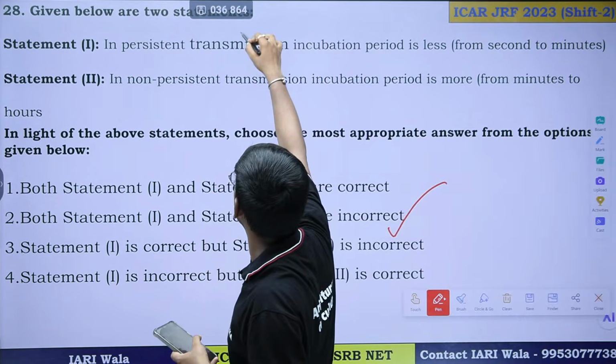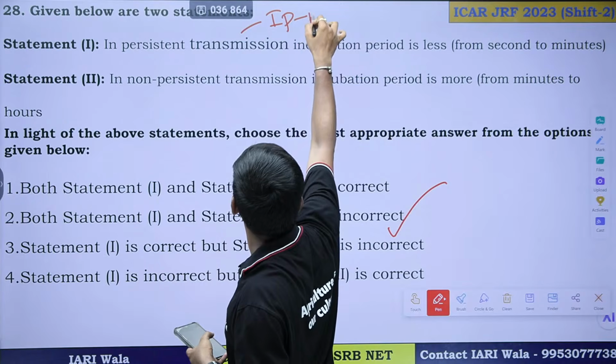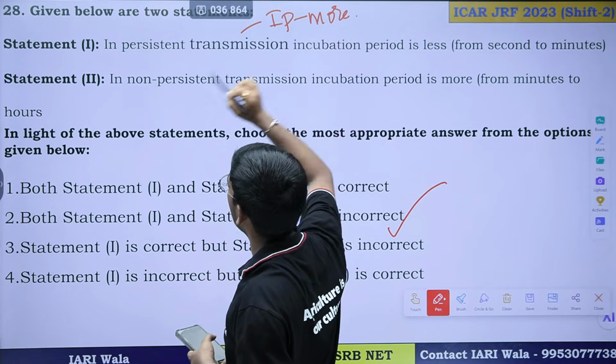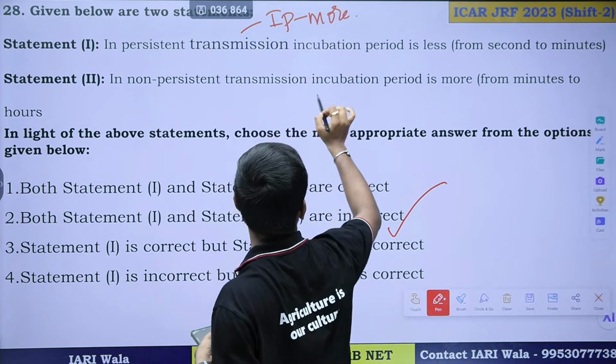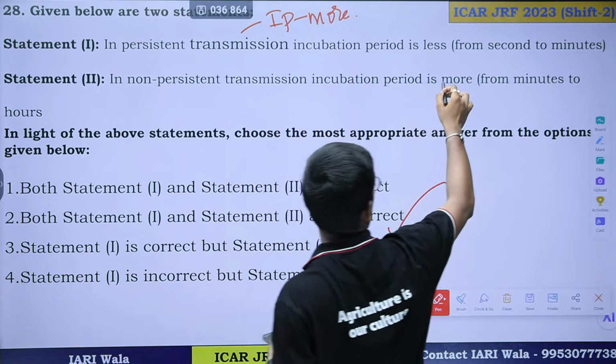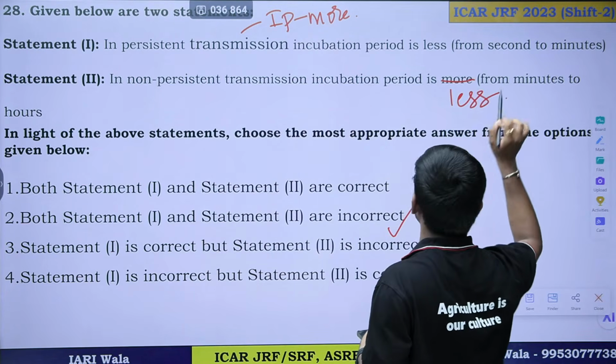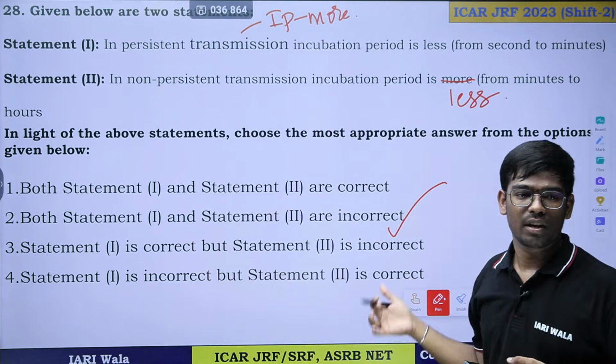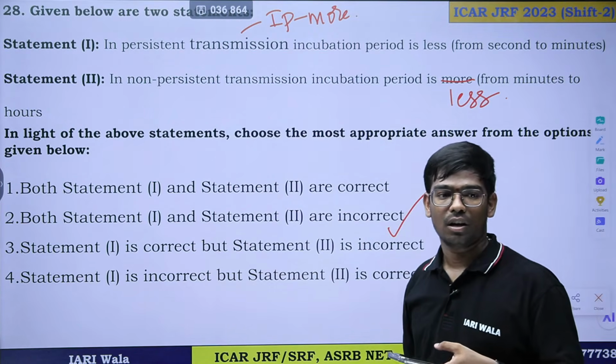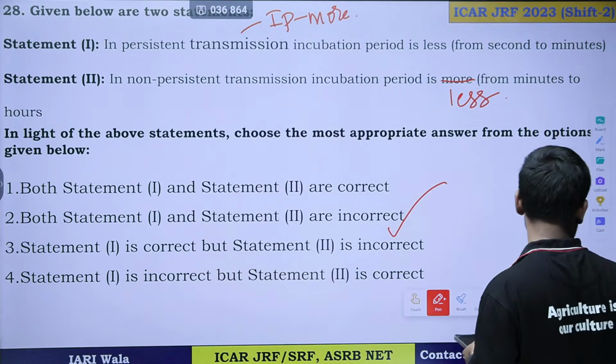In persistent transmission, incubation period will be more, and in non-persistent transmission, incubation period should be less. So here they have given vice versa. So both the statements are wrong or incorrect.